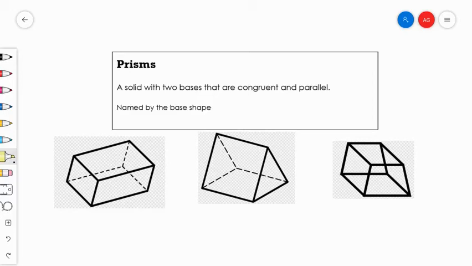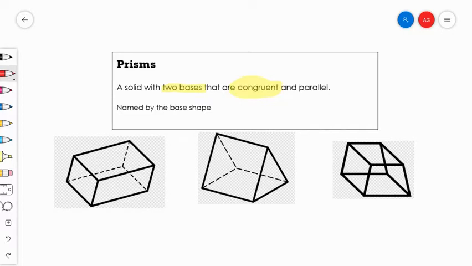Of prisms, they all have one thing in common, and that's how you define a prism. A prism is defined as a solid that has two bases that are congruent, and that's the important part, congruent and parallel. The very first thing we're going to start with is, how do you name a prism?